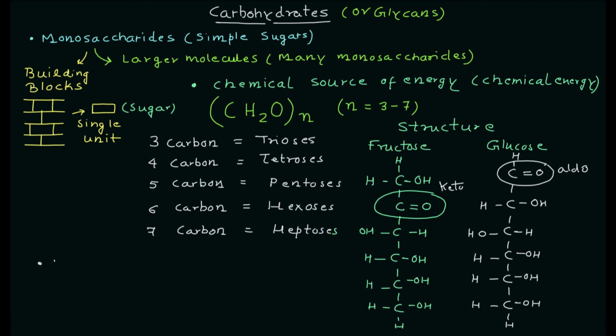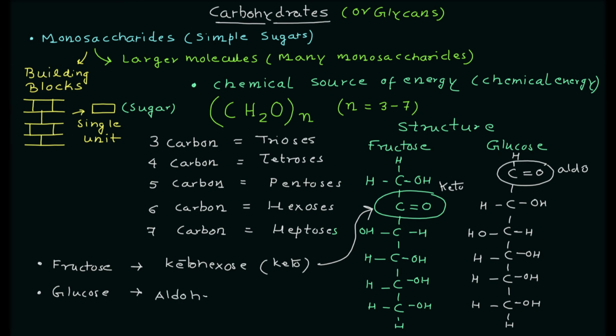We'll see the ring structure in our next video, where we'll discuss sucrose and lactose. Anyways, fructose you can call a ketohexose, because the keto group is present in fructose. Second, glucose is an aldohexose. The aldo group is present on the terminal position, and you have 6 carbon atoms, so it's known as aldohexose.